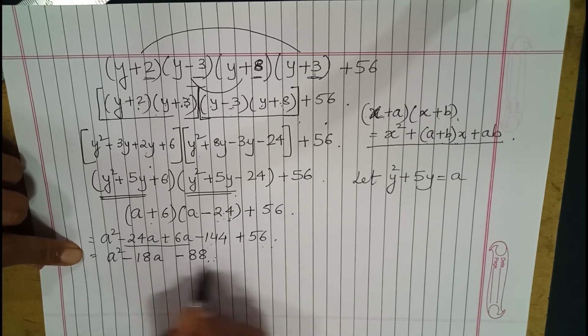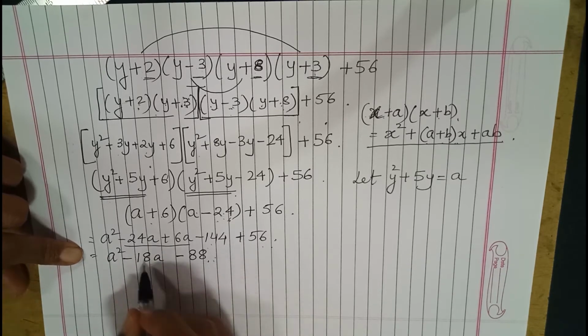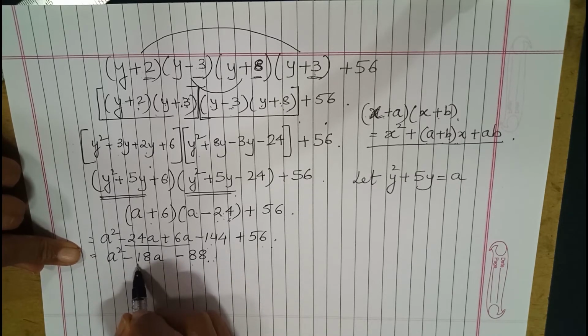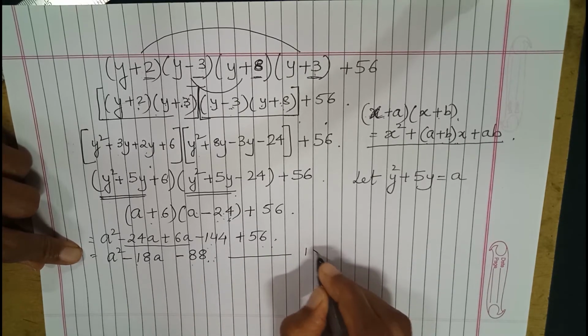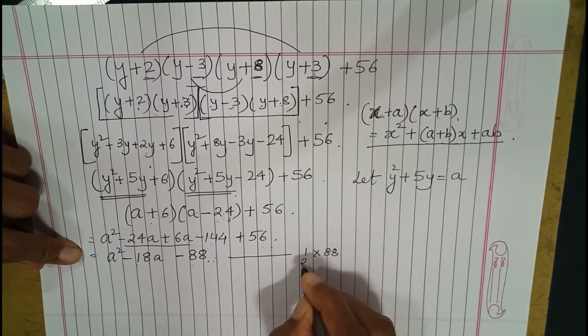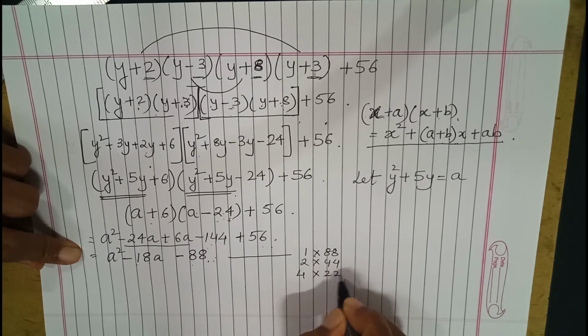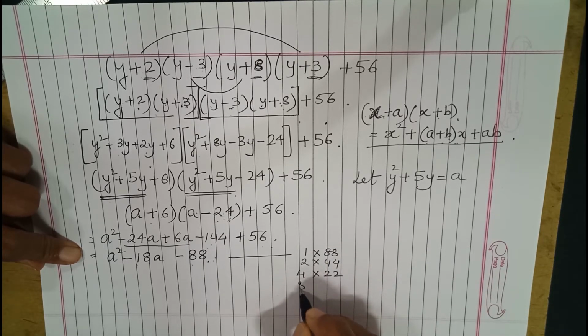Now we have to factorize this using splitting the middle term. So we want two numbers whose product will be 88 but the addition or subtraction will be 18, right? So we know 88 we can get as 1 into 88, 2 into 44, 4 into 22 or 8 into 11.